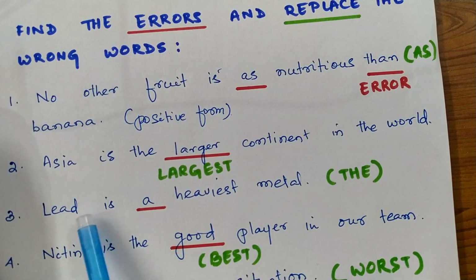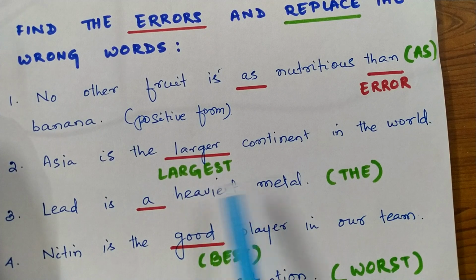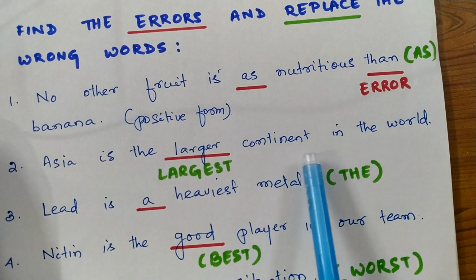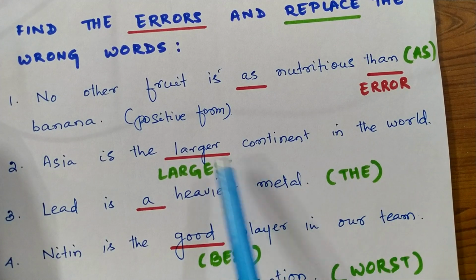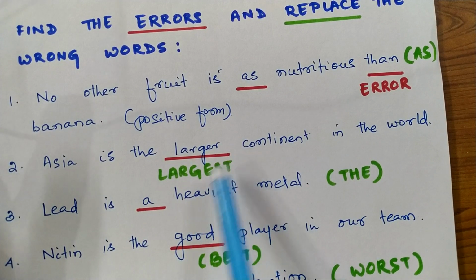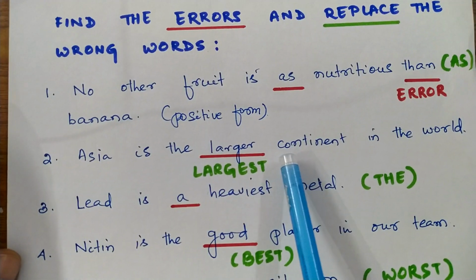Next, number 2. Asia is the larger continent in the world. We know large, larger, largest. Had we compared Asia with any other singular continent like Africa or Australia or something, then we would have written larger. But here, because we are comparing it to all other continents in the world, therefore we will use largest.